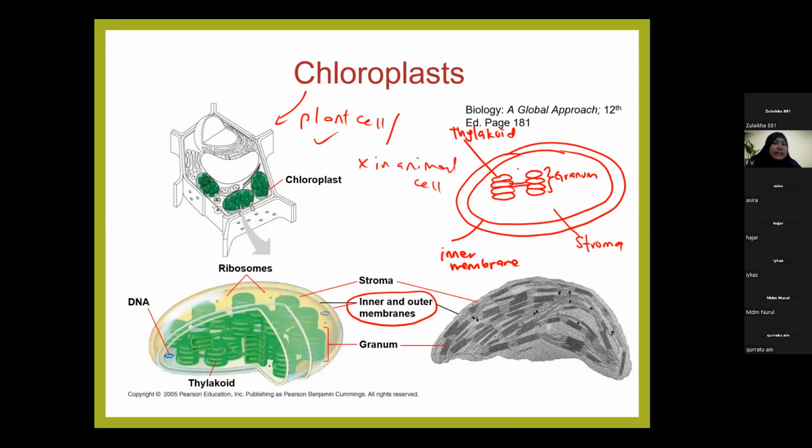Okay. What else that you can found inside the stroma? You can found, sama juga bintik-bintik bulat-bulat, iaitu ribosom. So dia pun ada ribosom. Macam mitochondria. Right? And lastly, dia sama juga macam mitochondria that it has DNA.